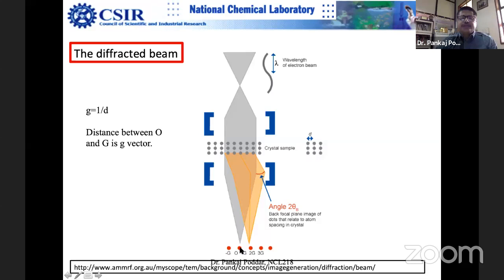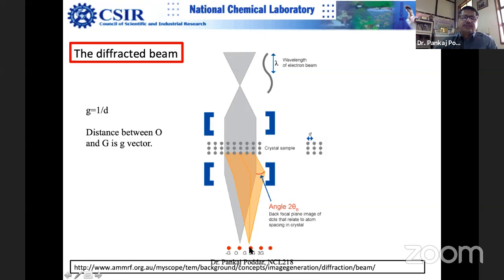Central beam 000, and this is your g spot, right? And this is 2g, and this is 3g, minus g, minus 2g. These are all diffraction spots, right? This is the central spot, and then these are all the others. But please note that this cannot be linear. This is not a linear thing, right? This is three-dimensional.